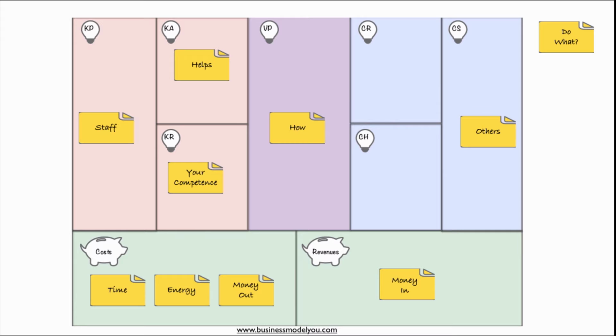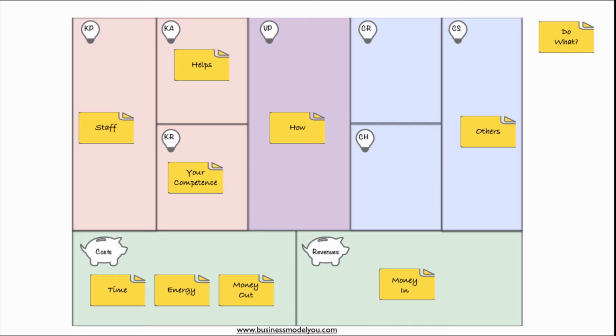And the actual personal business model canvas template starts off looking like this. You'll see the customer segments on the right are the others. The value proposition is the how we serve those others. Many people start off with these things thinking their value proposition is helping others. If you look up in key activities, you'll see helping is an activity. It's not the value you provide. What help you provide is a function of your key resources, your competencies.